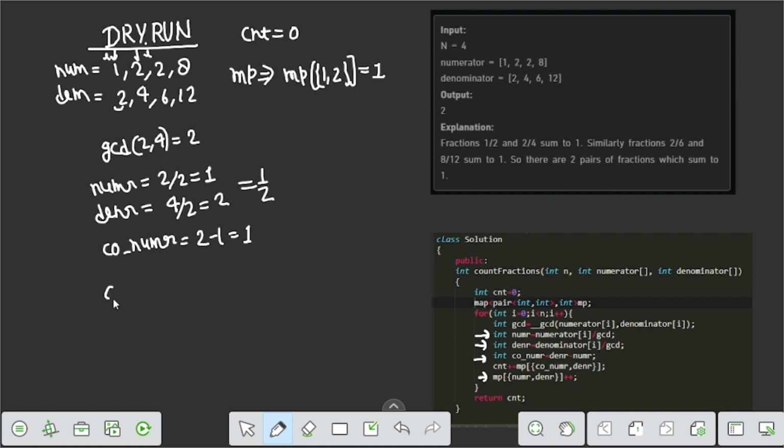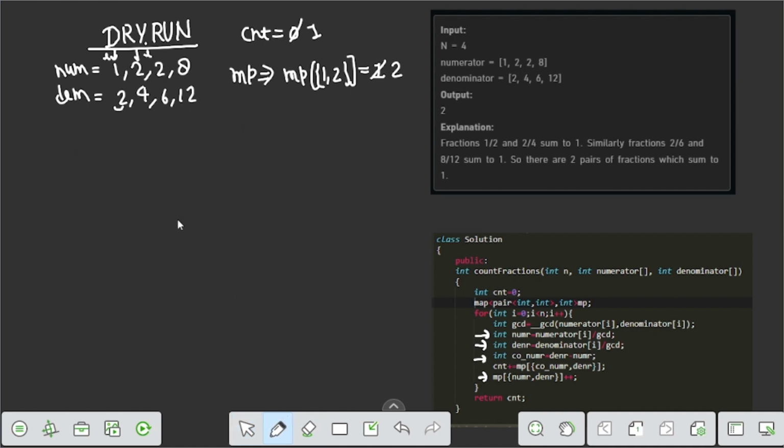So we go to the map and check whether 1 comma 2, the co-numerator and denominator, is present. Then we increase the count. So 1 comma 2 is present with value 1, so the count now becomes 1. The last step is map of numerator and denominator plus plus. So the map of 1 comma 2 was 1, and now it becomes 2. So now we perform the next iteration.